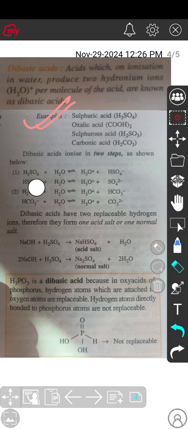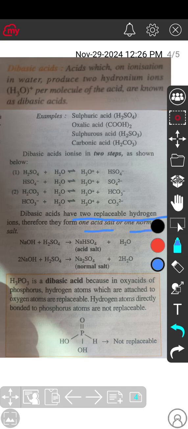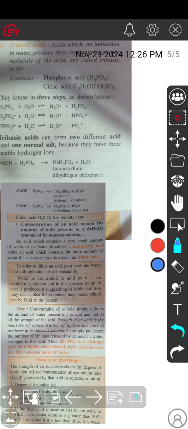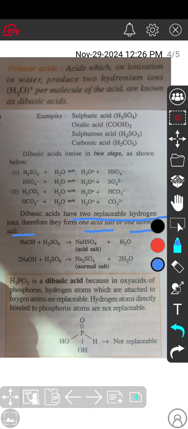The same with the example H2CO3. Dibasic acids have two replaceable hydrogens, and they form one acid salt and one normal salt. It can come as a question: give differences between monobasic, dibasic, and tribasic acids.